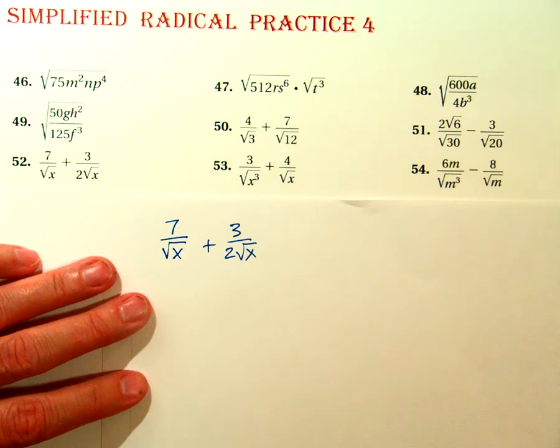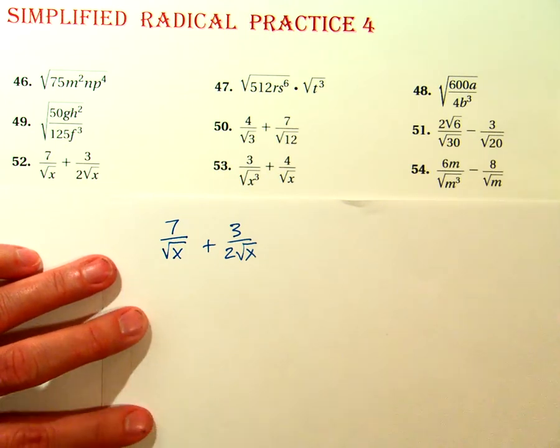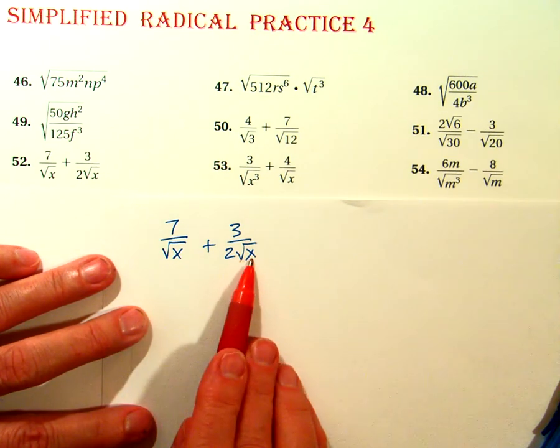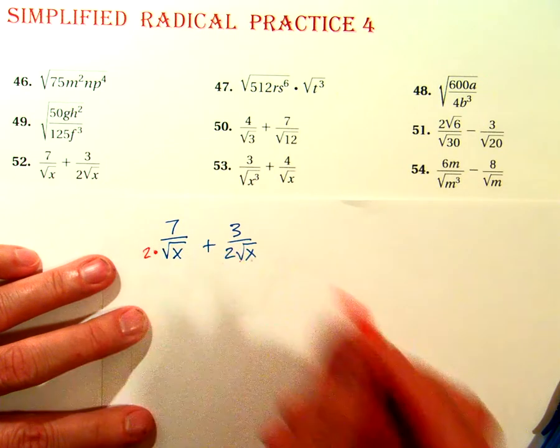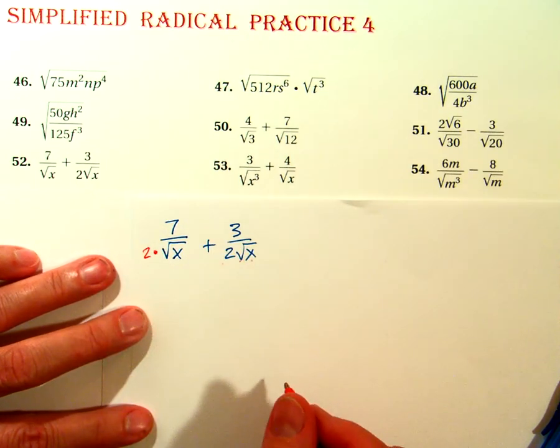You can either rationalize the denominator first or find a common denominator first. Doesn't matter which one you do. Let's find the common denominator first. Here, this denominator is 2 times the square root of x. If this were 2 times the square root of x, we could add that. Remember back to your 5th grade fractions. If the denominator is the same, you add the numerators. If the denominator is not the same, you can't do it.